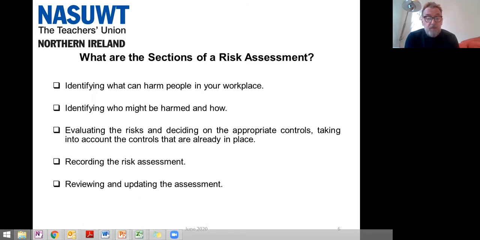So each risk assessment will contain the same broad sections. First, the risk is identified, then the people who are at risk are identified along with how that harm may arise. So once the risks are identified, then controls are put in place to minimize this risk, and the outcomes are then recorded and shared. Okay, the risk assessment should then be regularly reviewed, and that is really important.